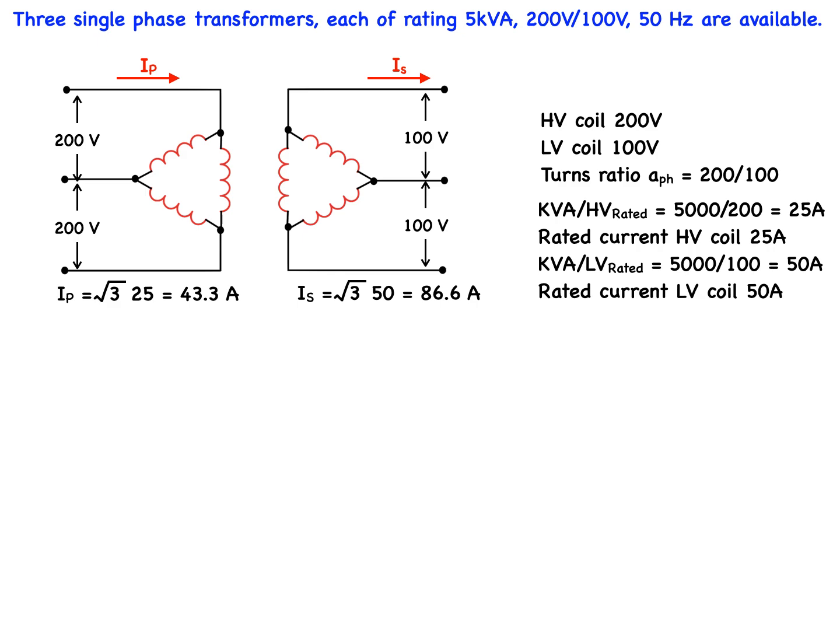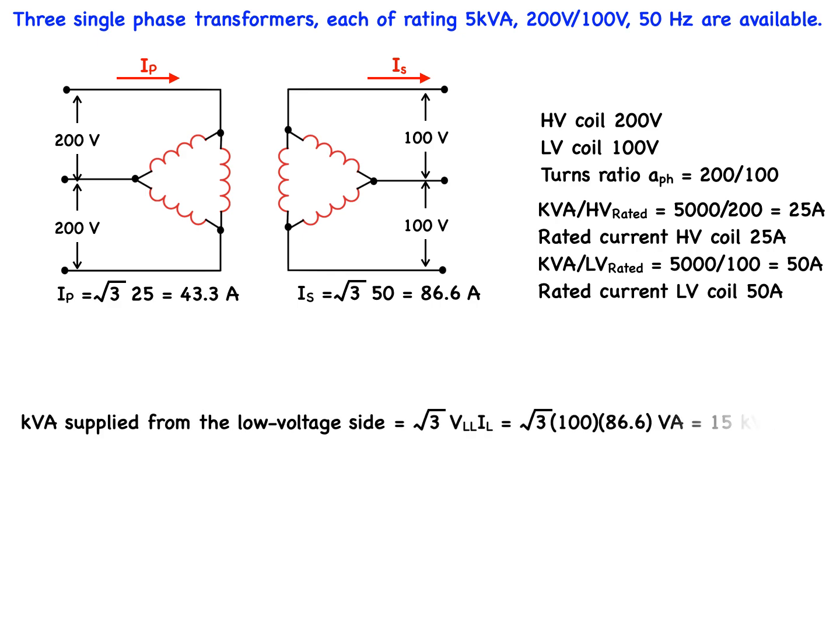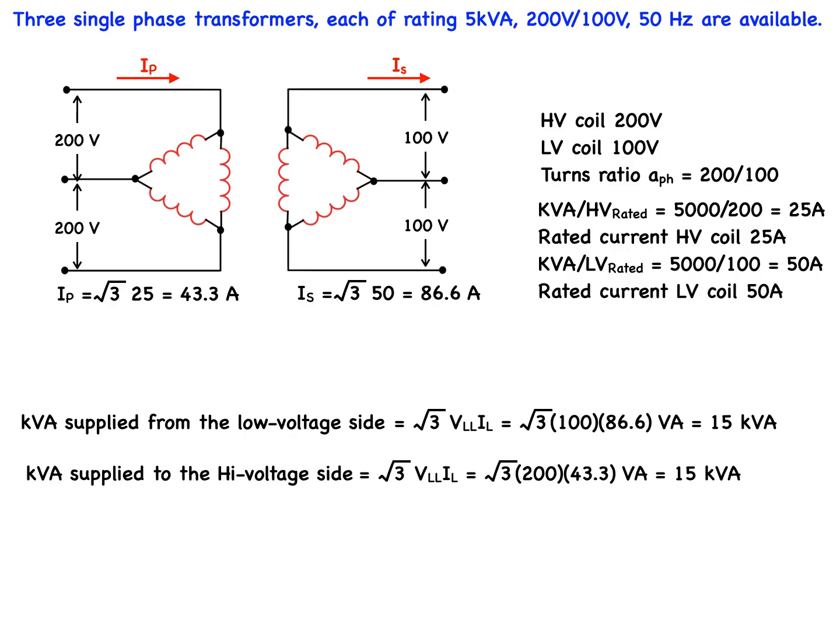The total kVA output is root 3 times the line-to-line voltage times the line current on the low side, which is equal to the square root of 3 times 100 times 86.6, which is equal to 15 kVA. And the total kVA input is root 3 times the line-to-line voltage times the line current on the primary side, and that is equal to the square root of 3 times 200 times 43.3, which is also equal to 15 kVA.